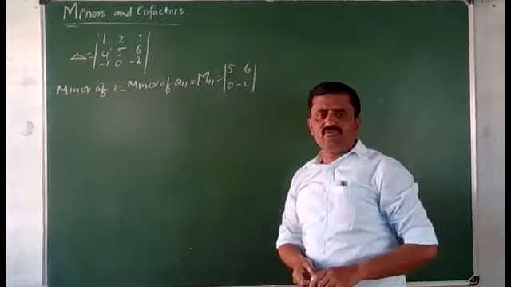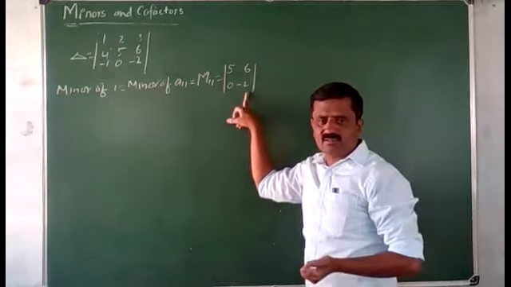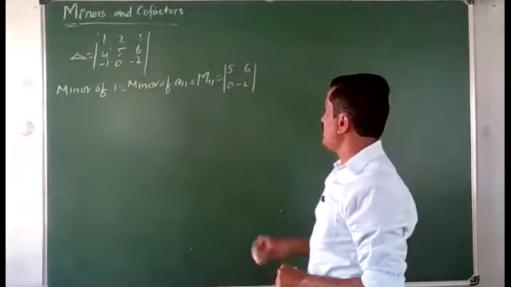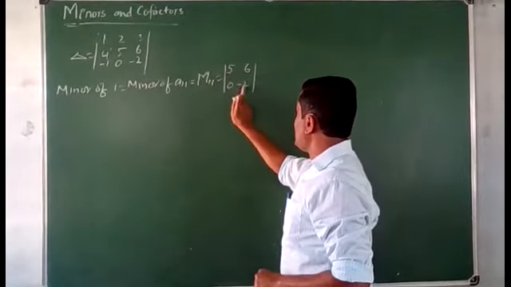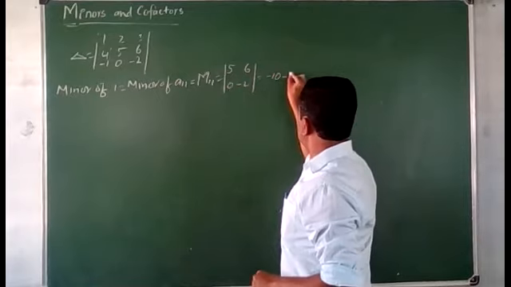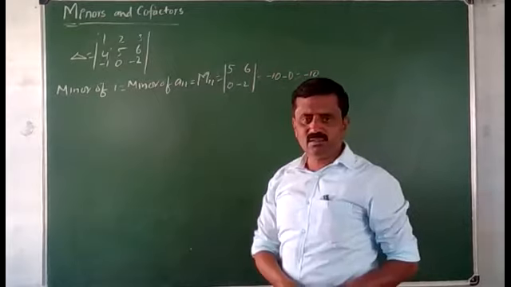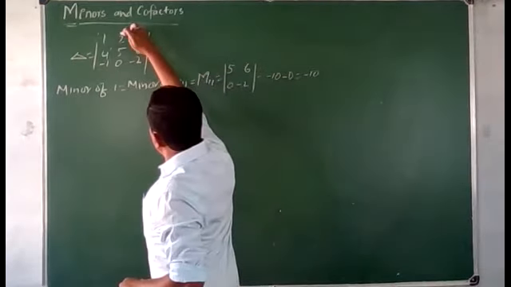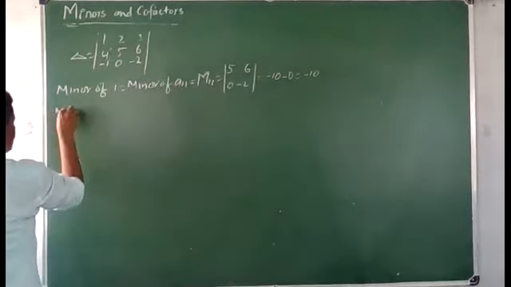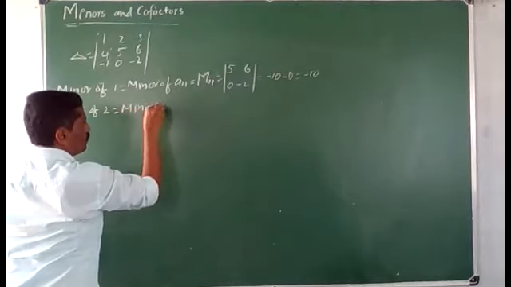This is a determinant of order 2 by 2, right? So now expand this. We know how to expand this, right? Product of principal diagonals minus the product of non-principal diagonals. That is 5 into -2 minus 0 into 6. That is 0. That is equal to -10. Similarly, the minor of 2.